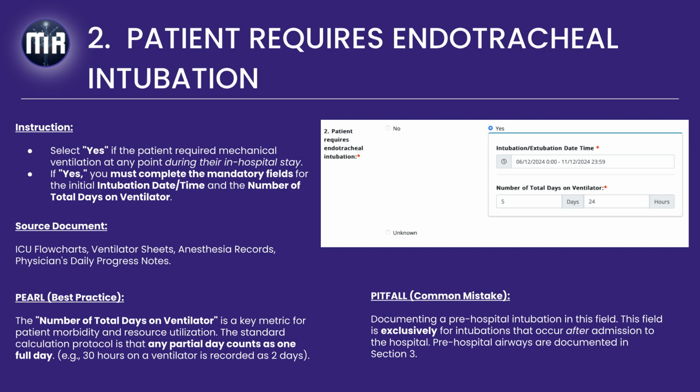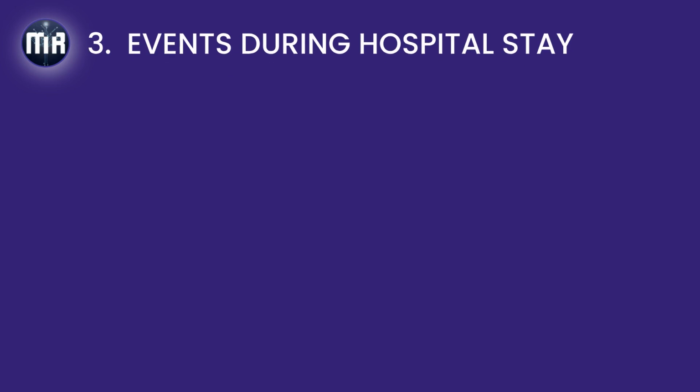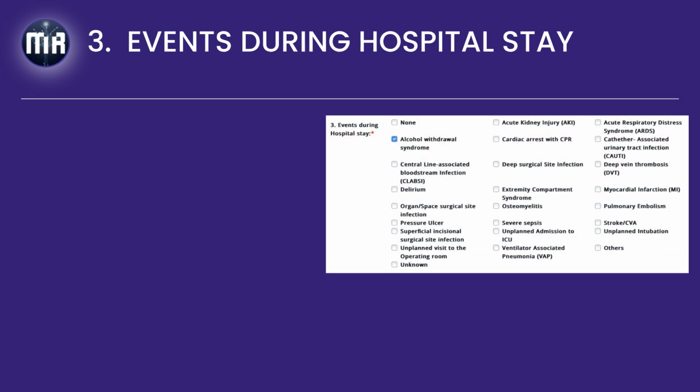By accurately capturing this data, you provide a clear measure of patient acuity and the intensity of care required, which is fundamental for our registry's analysis. Following the patient's in-hospital pathway, we now turn to a critical field for monitoring patient safety. Field number 3, events during hospital stay.